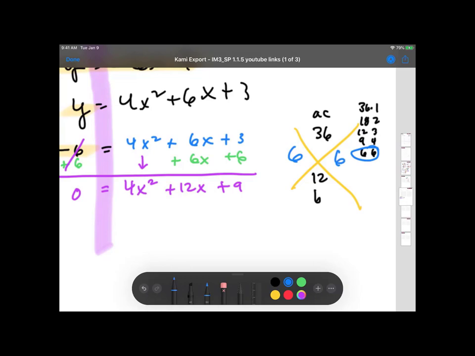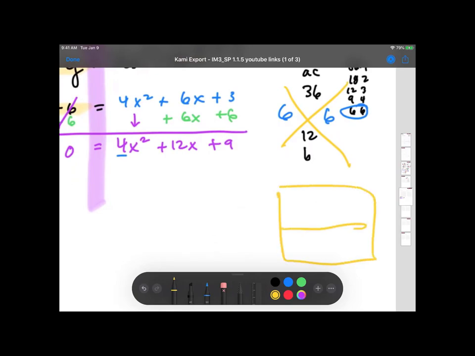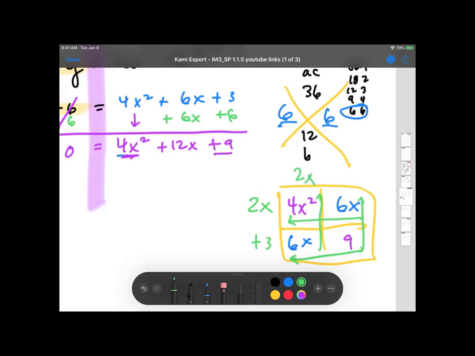Okay, pay attention now. The a value is greater than 1, so you're going to have to do both the x's and the y's. So there in blue, I get 6x and 6x, okay? The a value always goes in the top left. The c value always goes in the bottom right, always. And now what we're trying to do is find the greatest common factor going in this direction. That's going to be a 2x. This direction, a 3. This direction, 2x. And this direction, a 3. So we're going to get 2x plus 3 and 2x plus 3.